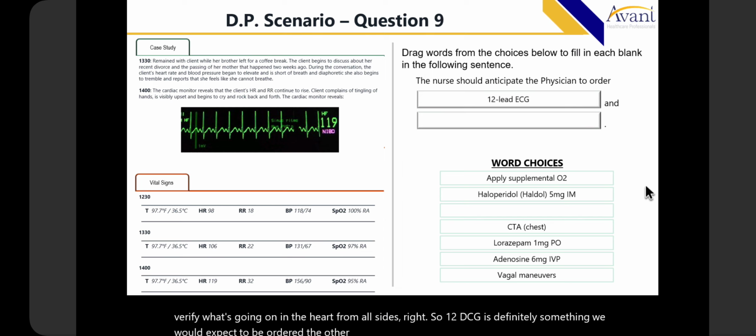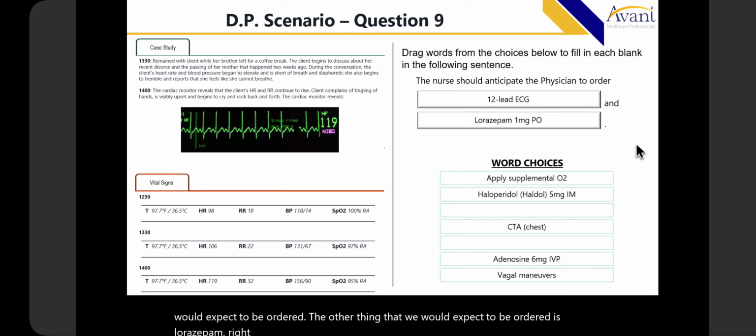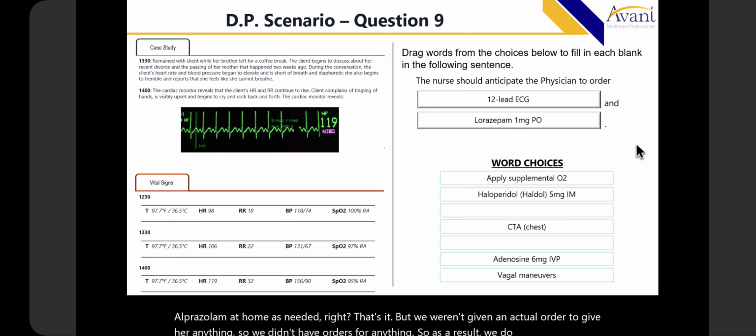The other thing that we would expect to be ordered is lorazepam, right? So we were not given a list of her actual medications that she's been getting in the hospital, right? We were told that she takes alprazolam at home as needed, right? That's it. But we weren't given an actual order to give her anything. So we didn't have orders for anything. So as a result, we do expect the doctor to order some sort of benzodiazepine to help with the anxiety. The option we were given is lorazepam, right? So that's the one we want to give.